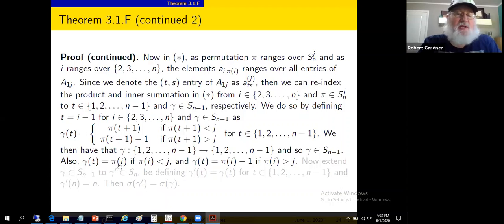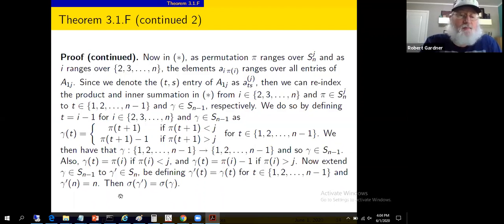So we've got gamma of T equals pi of I precisely when pi of I is less than J. And we've got gamma of T equals pi of I minus 1 when pi of I is greater than J. These gammas and pi's agree when the numbers aren't too big. But when they get bigger than J, we pull them back by 1. And that's what's being accomplished exactly here. So we're trying to go from pi's in S sub n to gammas in S sub n minus 1.